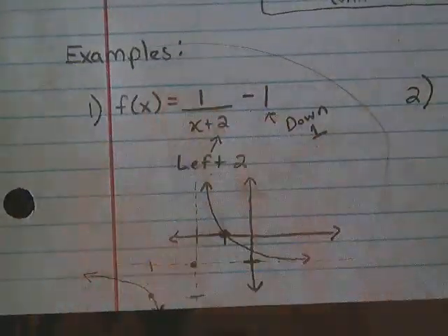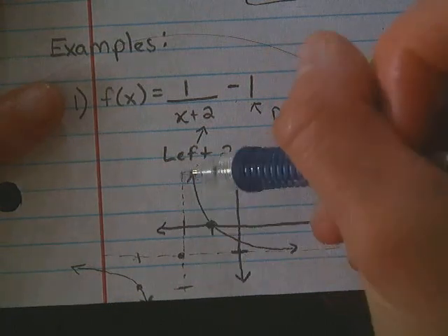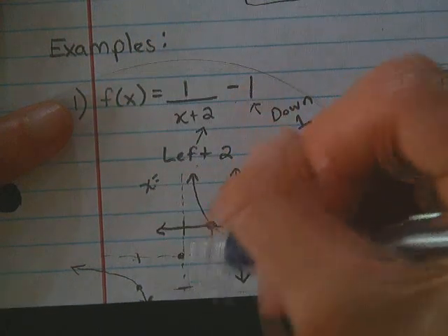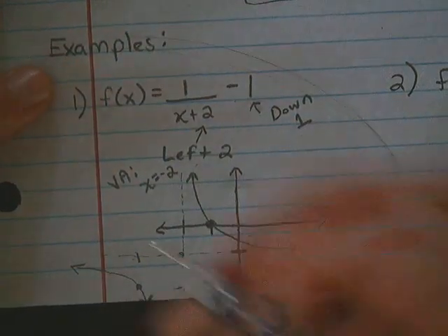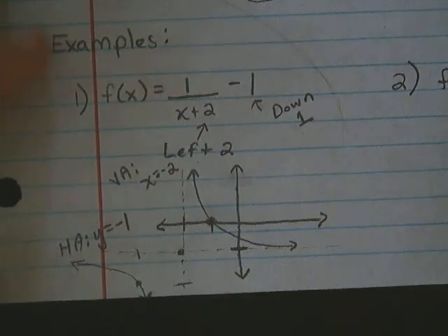for those. Okay. So the vertical asymptote would be right here. And remember, vertical touches the x-axis at one point. So vertical, where does it touch the x-axis? At -2. So it's x equals -2 for the vertical asymptote. And then the horizontal asymptote would be, it touches the y-axis at -1. So it'd be y equals -1.